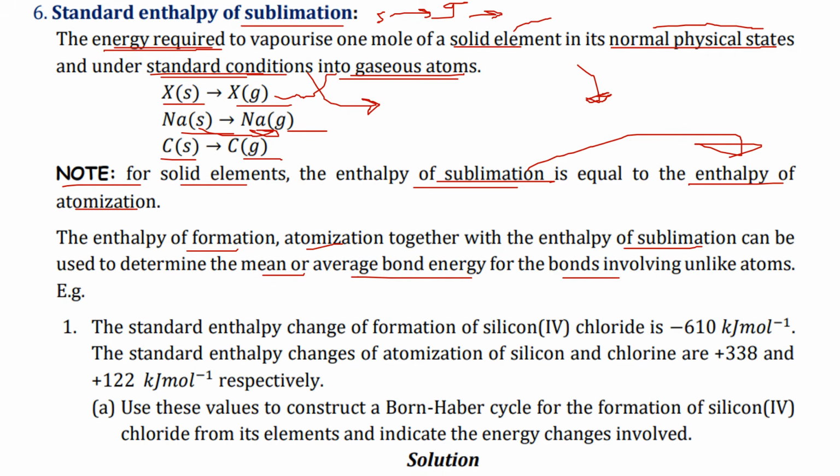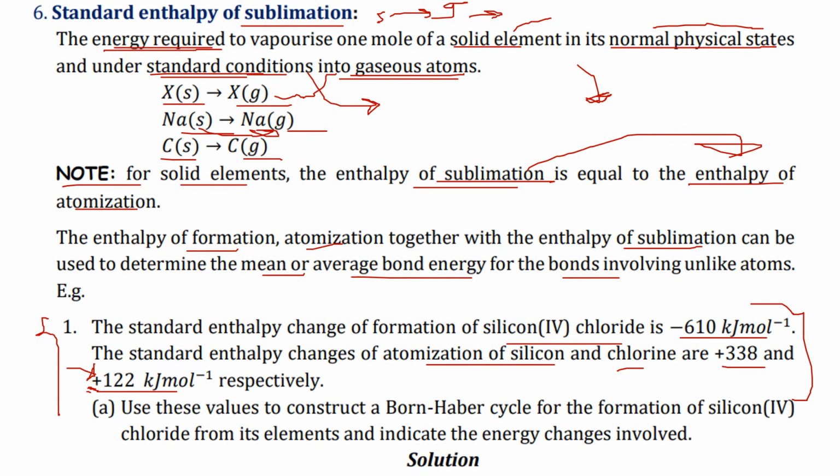in unlike atoms. For example, if you look at this question here, it is prompting us to determine the average energy of silicon chloride. But the question goes that standard enthalpy change for the formation of silicon chloride is negative 610 kilojoules per mole, and the standard enthalpy changes of atomization of both silicon and chlorine are going to be positive 338 and positive 122 kilojoules per mole. Both of them are positive because we said that for us to atomize anything, we require energy. So that's why you're seeing a positive here.